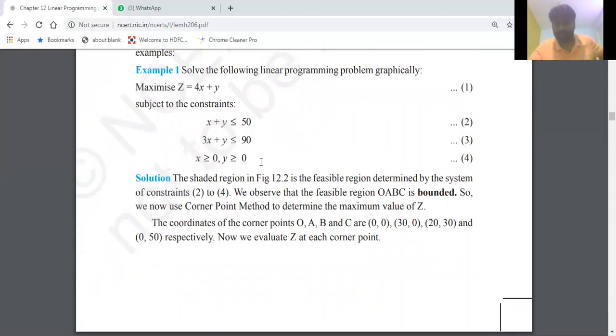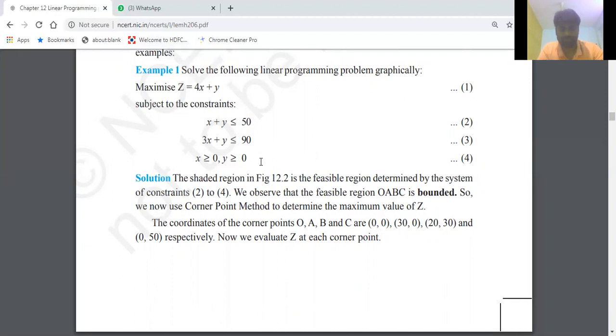So what is a direct question given? It's not a word problem. Okay. So directly we can understand what we are going to do here. We are going to maximize z equals 4x plus y, subject to the constraints. What are those? Just observe. x plus y less than or equal to 50, 3x plus y less than or equal to 90. Two constraints given, and along with those x greater than or equal to 0, y greater than or equal to 0 given. Clear?